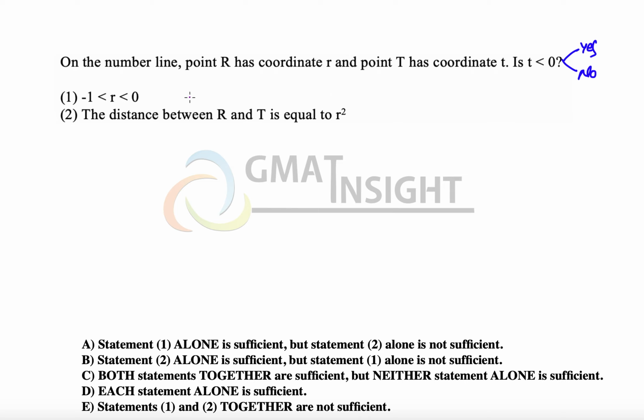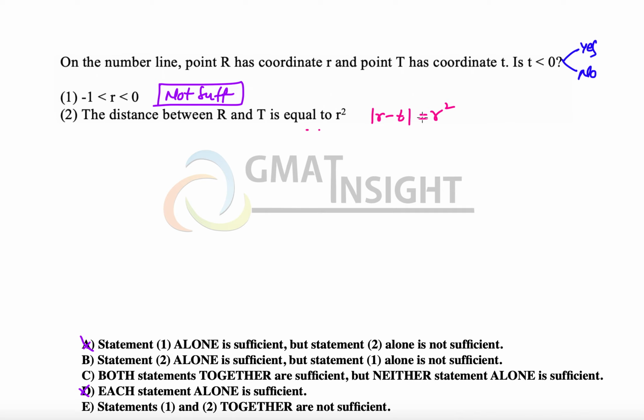But there is no relationship between R and T, so we can't comment anything about T using this statement, and therefore the first statement is clearly not sufficient to answer the question. Now the second statement: the distance between R and T is equal to R square. We can perceive this information in a way that mod of R minus T is equal to R square.